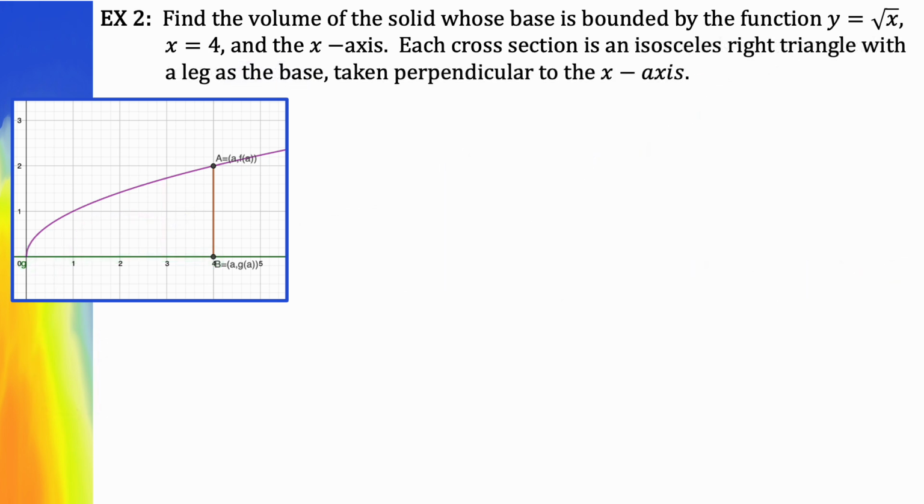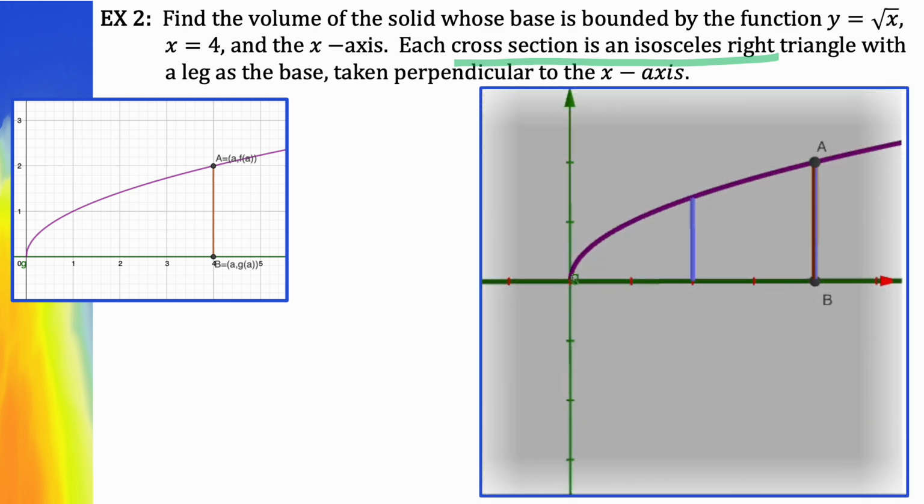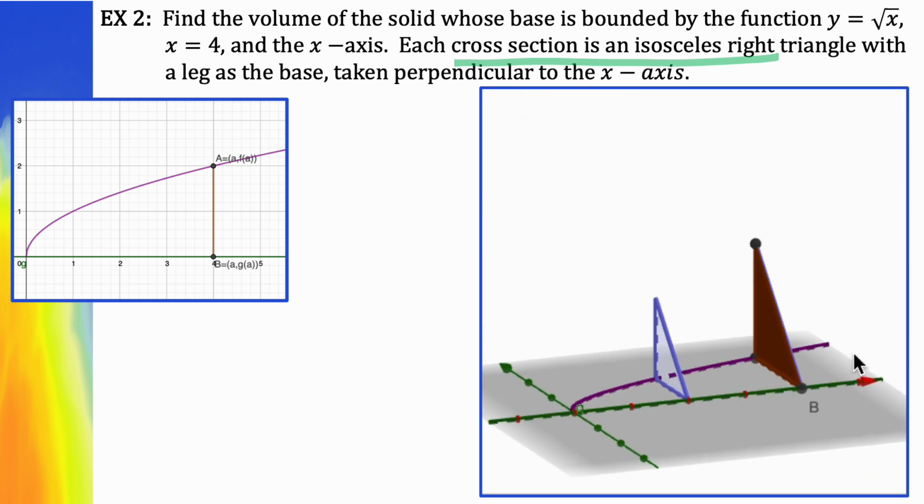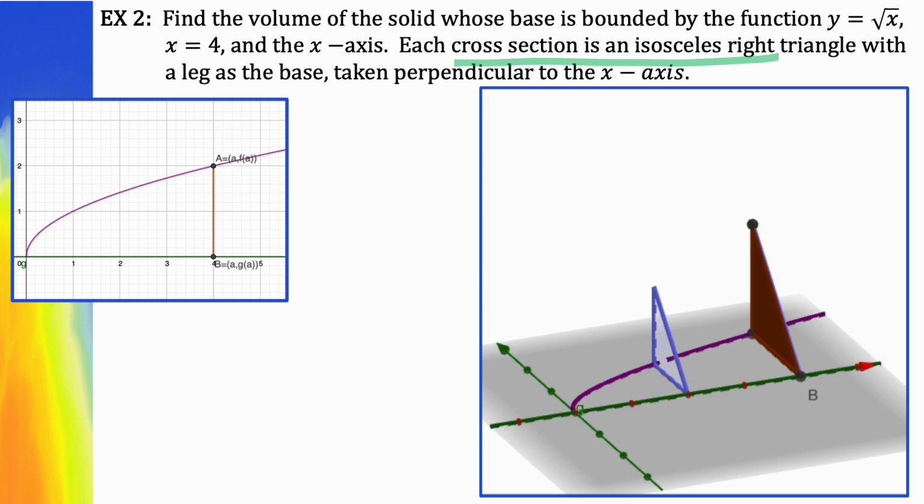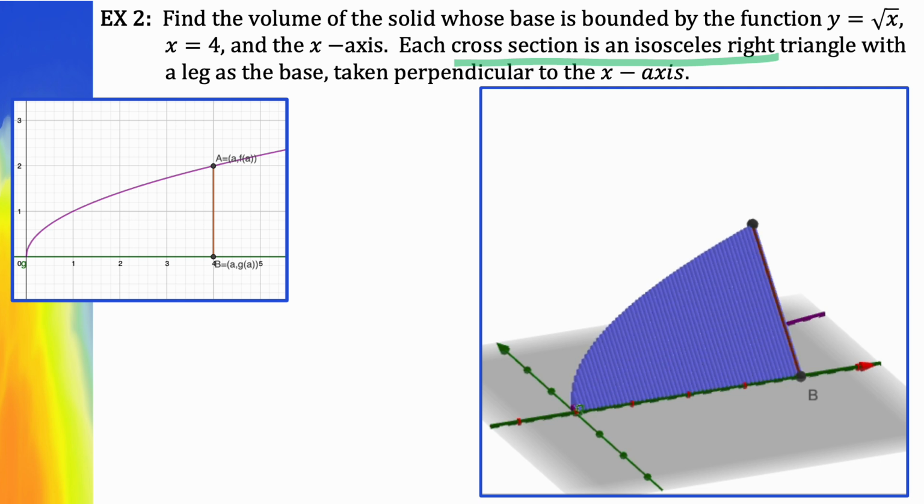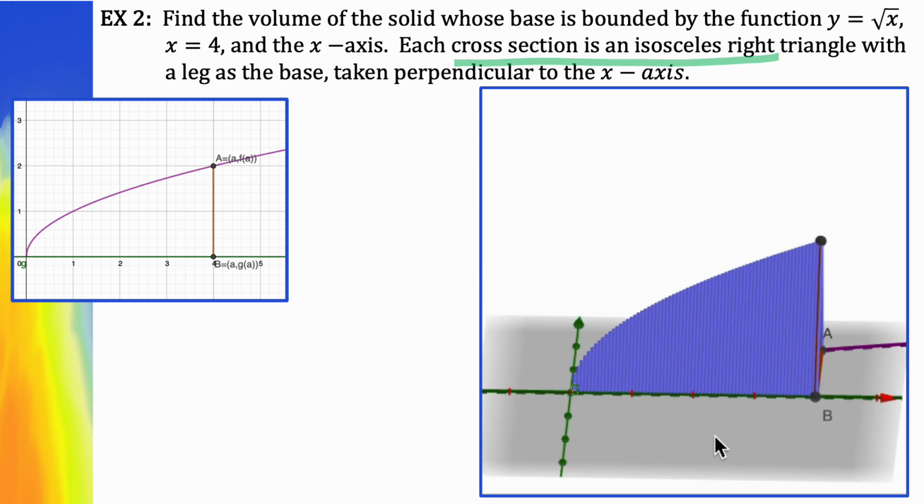Okay, let's do the same thing, but change it up a little bit. This time, each cross-section is an isosceles right triangle with the leg as the base. So let's see what this one would look like. We'll tilt it for you. See, okay, there you can see the isosceles right triangles. The legs are the bases, and then if I add a bunch more triangles, now I get a different shape. Let's turn this so you can see it. So cool.